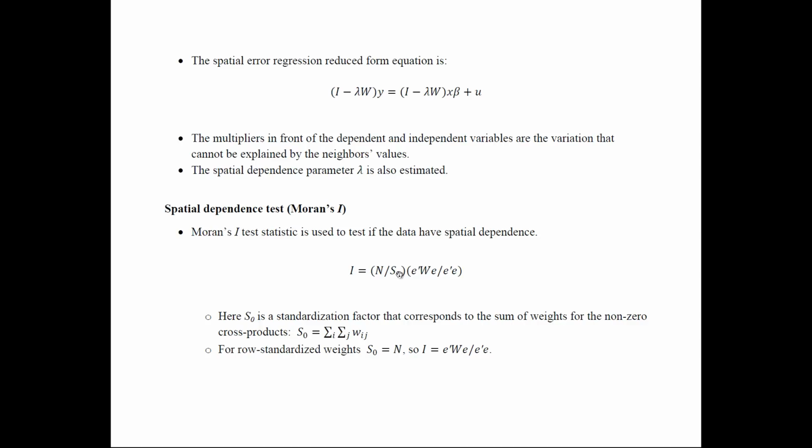Okay, so if we have row standardized weights, we would have S0 equal to n, because we already know that all the rows sum up to 1, right? Remember this from before. Well, if all the rows sum up to 1, we would have all the columns now sum up to n, because that's the dimension of this matrix. So we would have this equal to E prime WE divided by E prime E.